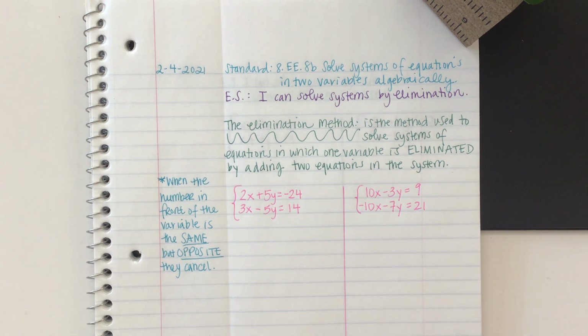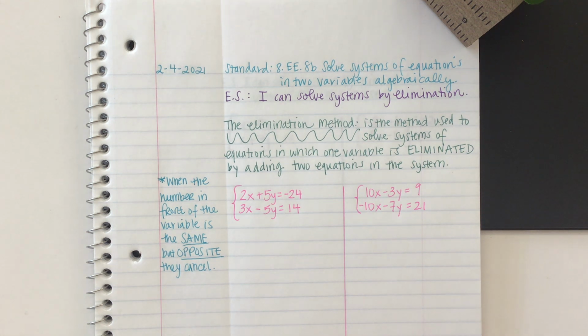So what is the elimination method? It's the method used to solve systems of equations in which one variable is eliminated by adding two equations in the system. So we did graphing, where we solved systems by graphing, where you had to graph. We did substitution, where you had to substitute. Now we're doing systems by elimination, where guess what? You have to eliminate. Now, let's go ahead and start with our first example.